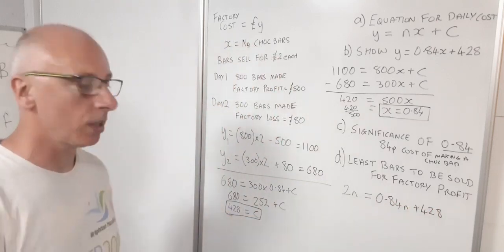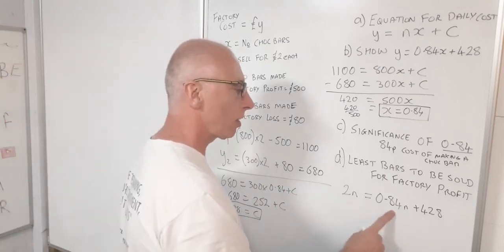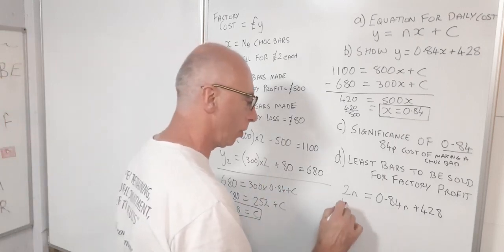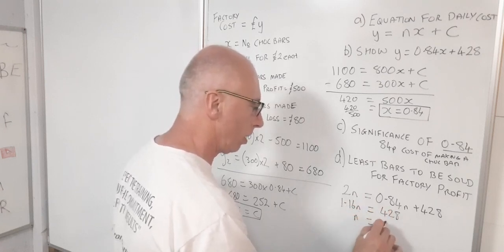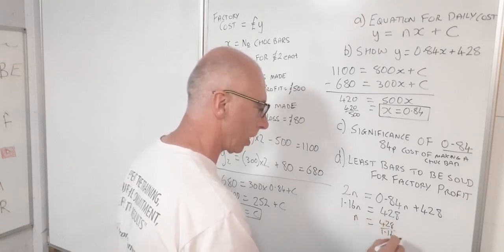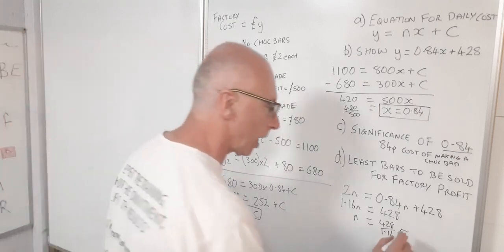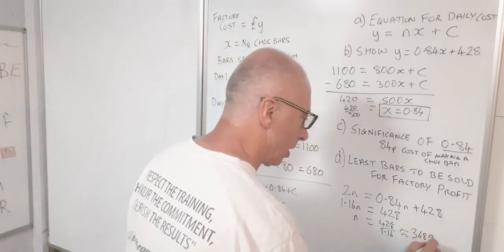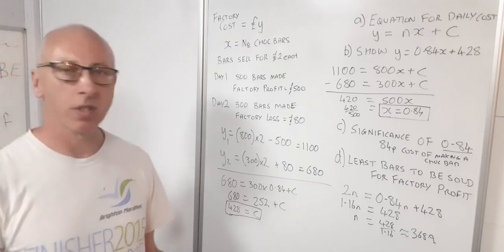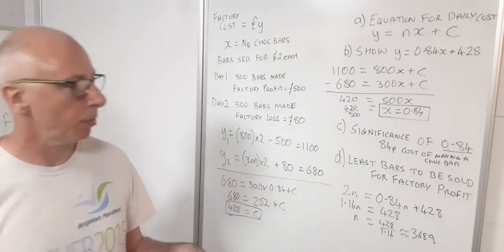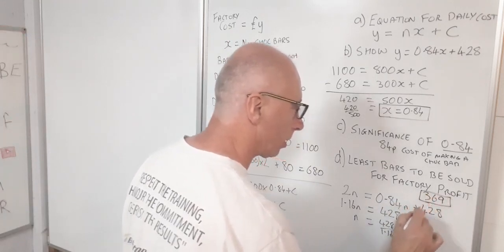Now I've only got one variable in this equation, so if I solve for N, I'll know how many chocolate bars I need. So 2N minus 0.84N gives me 1.16N equals 428. So N equals 428 divided by 1.16. If you put that in your calculator, you'll get around about 368.9. Now we can't sell 0.9 of a chocolate bar, we can only sell a whole one. So therefore we need 369 chocolate bars to be sold to make a profit. So that answer is 369.